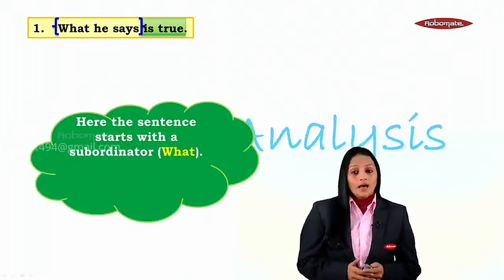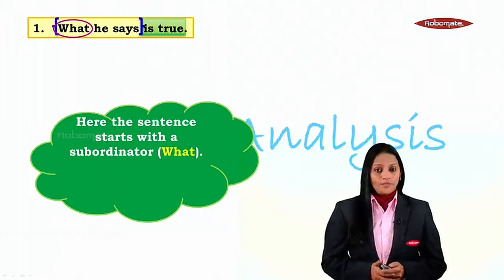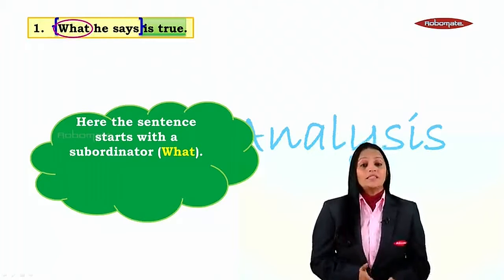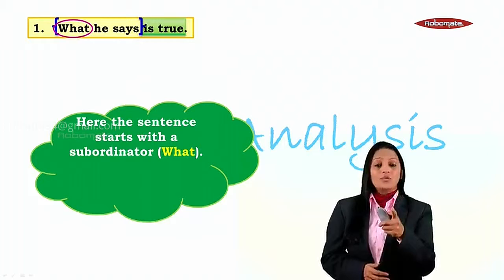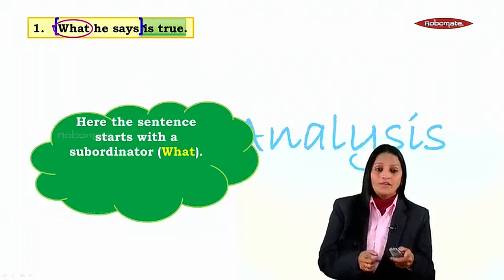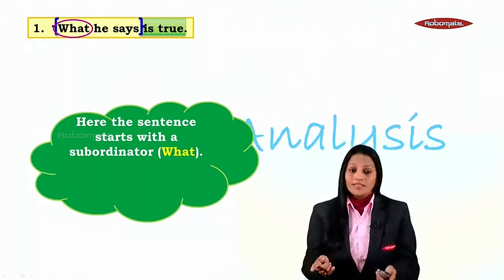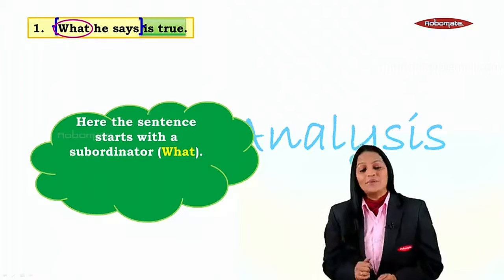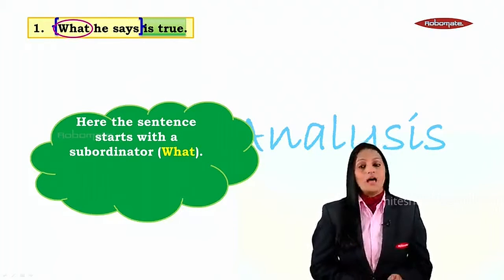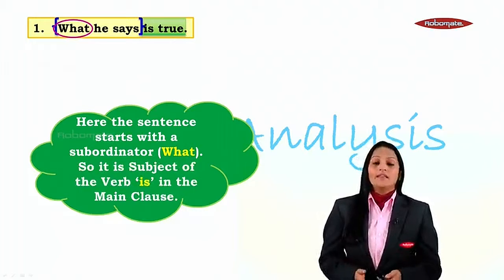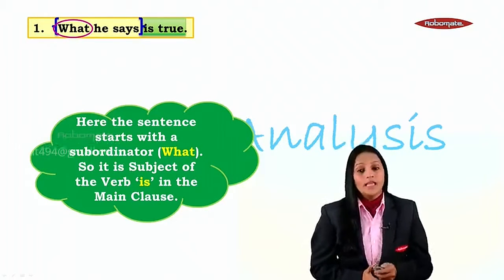Now, here the sentence starts with the subordinator what. That means the sentence starts with a subordinate noun clause. And remember students, it's a noun clause which is like a noun. And whenever a noun is in the beginning or before a verb, it is the subject. As simple as that, students. Here, when the noun clause starts with a subordinator, then it is called a subject of the verb, and in this case the verb is in the main clause.